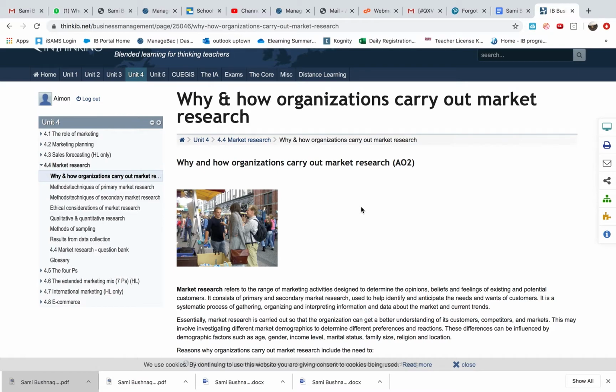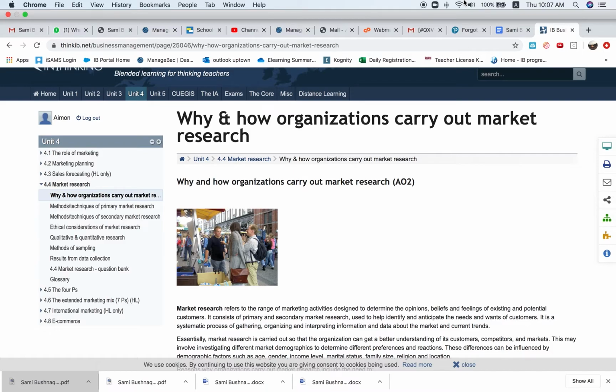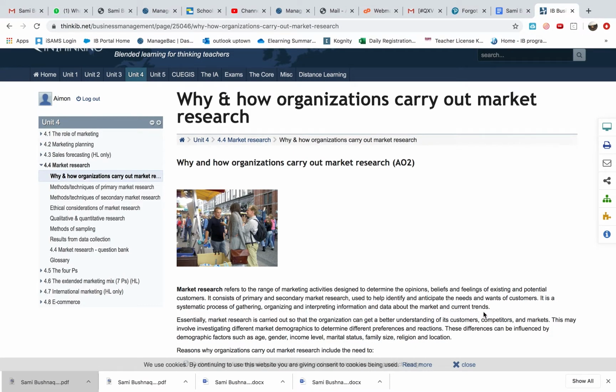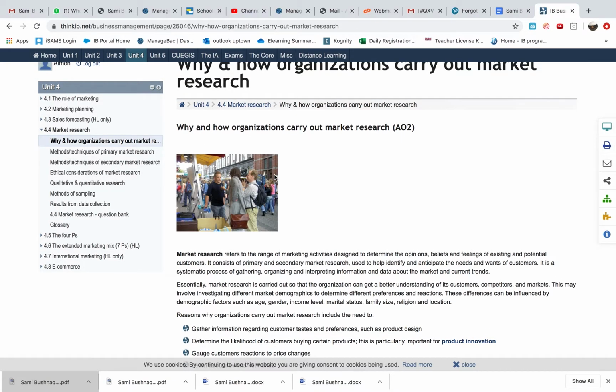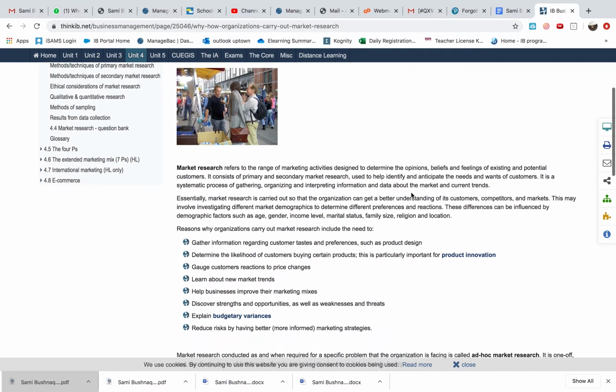For this morning, I'm going to be going over 4.4, which is market research. Market research is not going to be very groundbreaking for you. A lot of you guys have studied this before. In fact, I was going to have you self-read a lot of it, but I wanted to test this program out. So 4.4 is all about how and why organizations carry out market research.